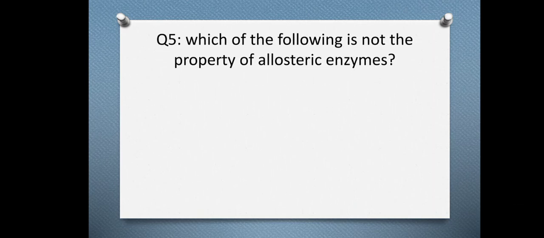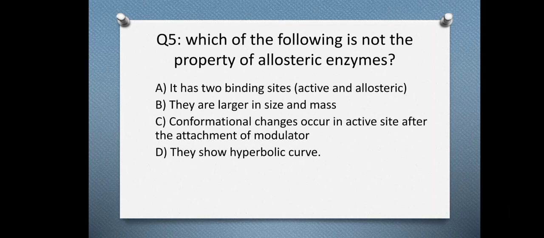Next question, question number 5. Which of the following is not the property of allosteric enzyme? These are some properties of enzymes and we have to find out which property does not belong to allosteric enzyme. Option A, it has two binding sites, active site as well as allosteric site. Option B, they are larger in size and mass also. Option C, conformational changes occur in active site after the attachment of modulator.